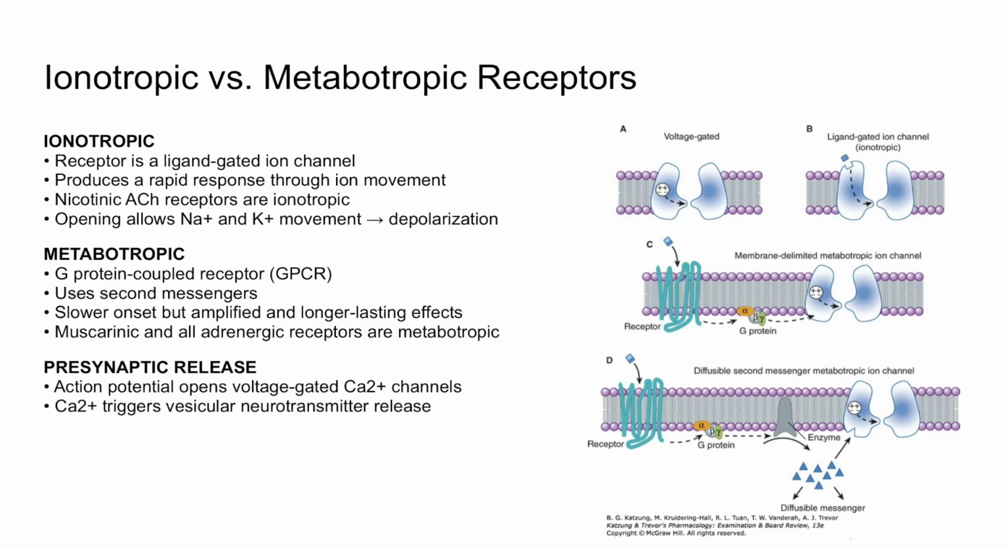Also, remember that neurotransmitter release begins presynaptically when an action potential opens voltage-gated calcium channels. Calcium entry then triggers vesicular exocytosis.